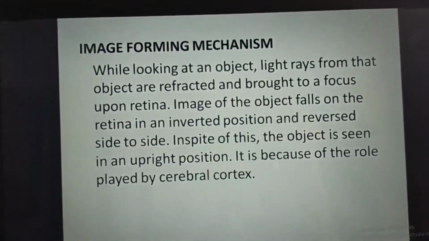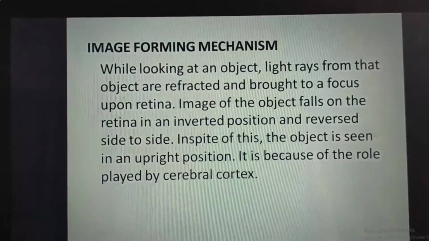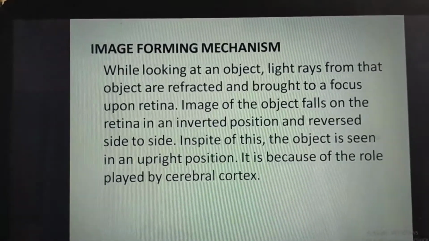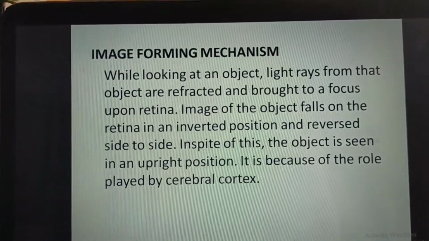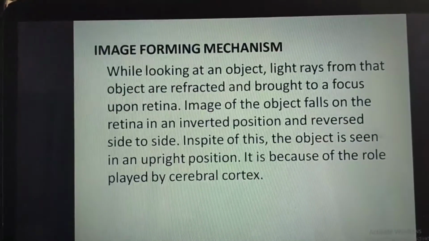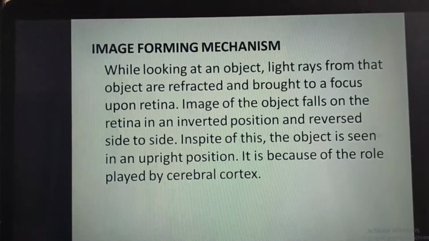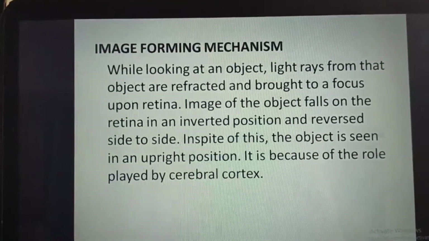Image forming mechanism. While looking at an object, light rays from the object are refracted and brought to a focus upon the retina. The image of the object falls on the retina in an inverted position and reversed side to side. In spite of this, the object is seen in an upright position. It is because of the role played by the cerebral cortex.